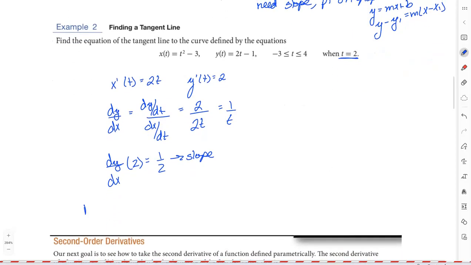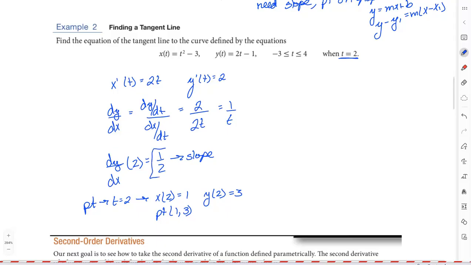So now let's find our point. We're looking at what happens at t is equal to 2, so I'm just going to use that. When I plug in 2 for my x, I'm going to have 2 squared minus 3, which gives me an x coordinate of 4 minus 3, which is 1. And when I plug 2 in for my y, I'm going to have 2 times 2 minus 1, which is going to give me a y coordinate of 3. So I'm looking at the point (1, 3).